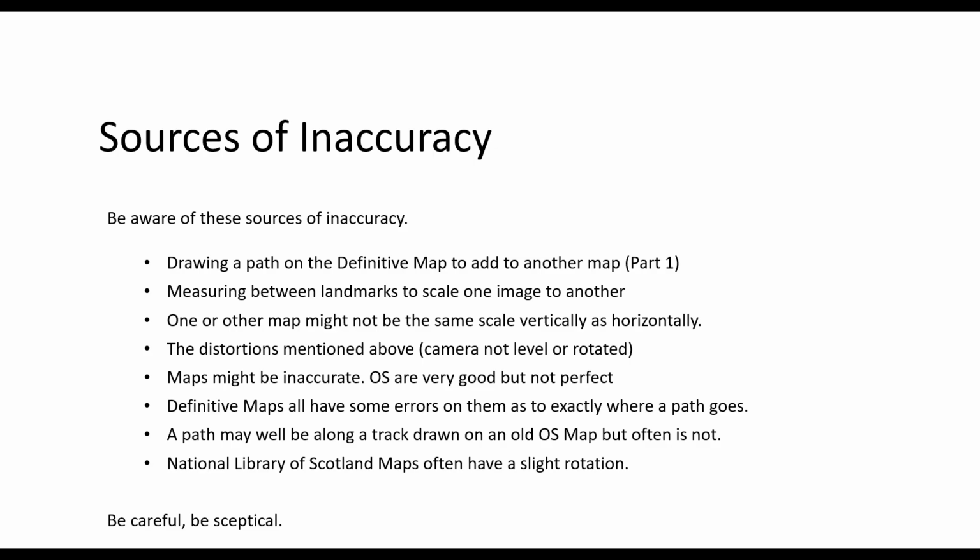A path may well be along an old track drawn on an old OS map, but you can't rely on that. It's often the case that that's exactly where the footpath goes, or right away, but sometimes one or the other has drifted, and that is something that you have to be aware of. It's the line of the definitive map that matters. It's not where it should be, it's where it is.